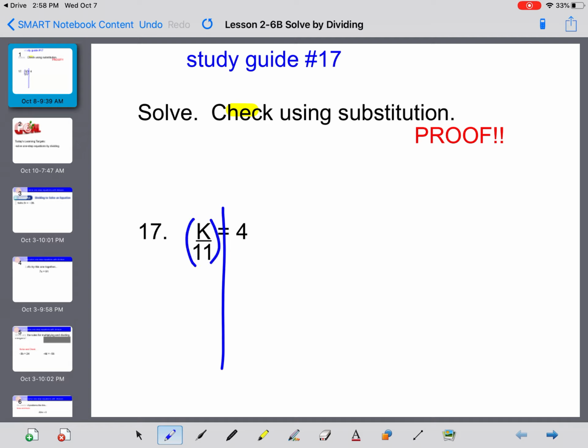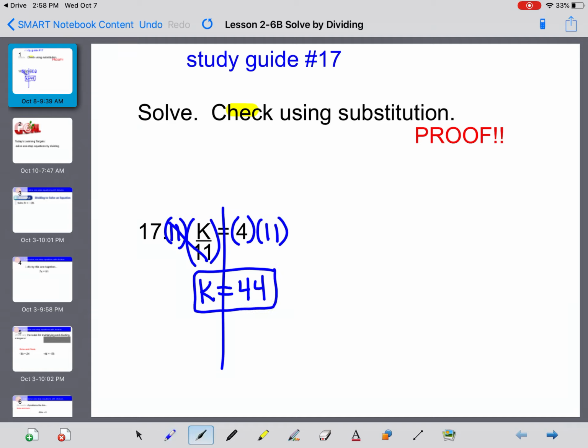The inverse of dividing is multiplying. We also learned that we show multiplication by using parentheses. So I'm showing multiply by 11 on both sides of my equal sign. Then I solve. 4 times 11 is 44.